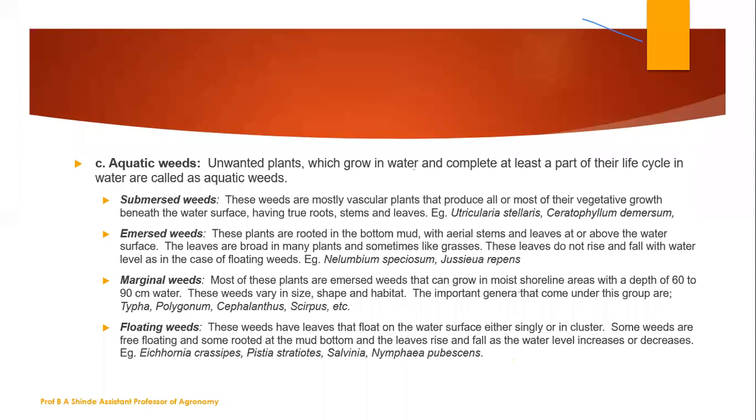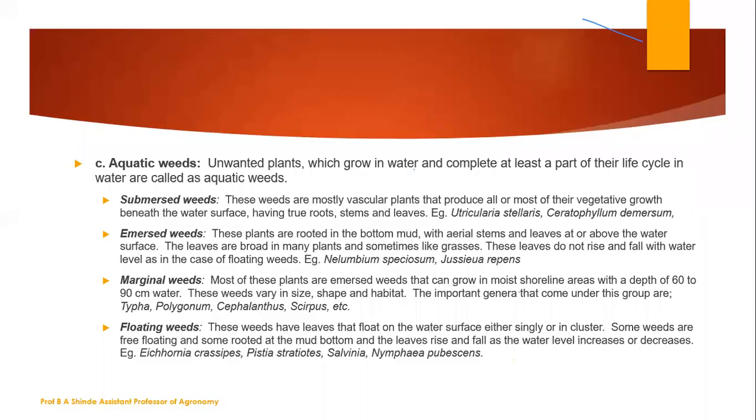Then the floating weeds are there, which float over the waters. For example, Eichhornia crassipes, then Pistia stratiotes, Salvinia, or Nymphaea cubensis. Okay, these are the important classifications according to the different things.